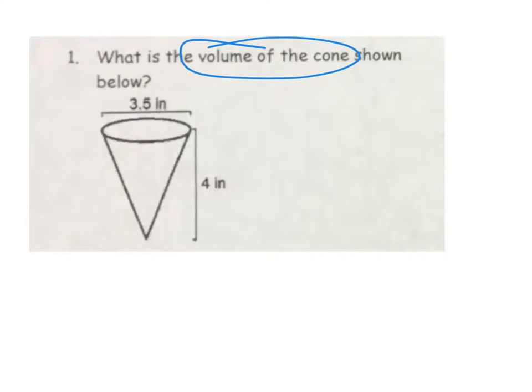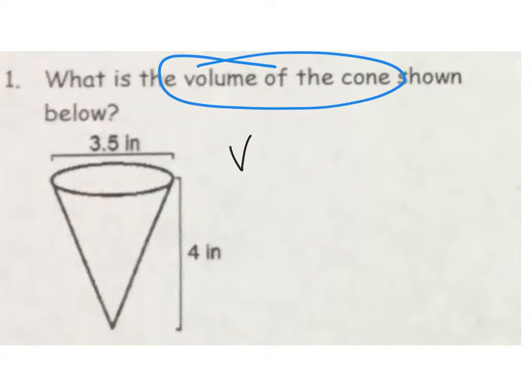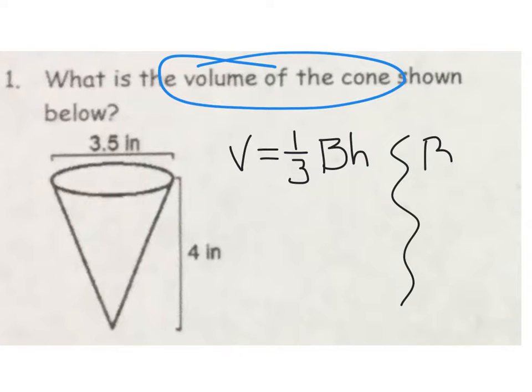Okay, so for volume of a cone, we're going to use the formula V equals 1/3 area of the base times the height. But then before we put that, we have to do the area of the base, which is pi r squared.